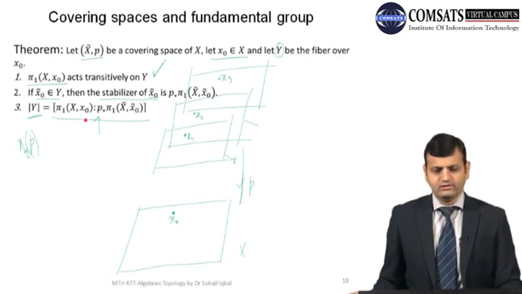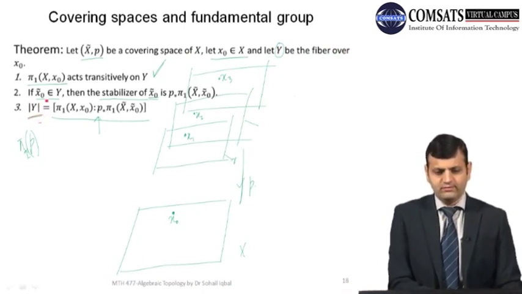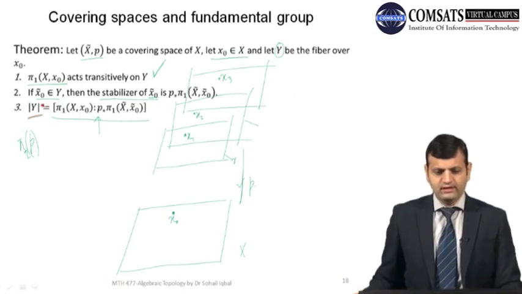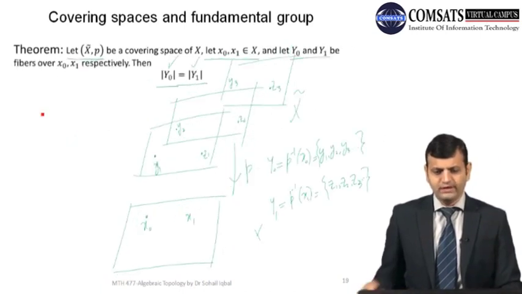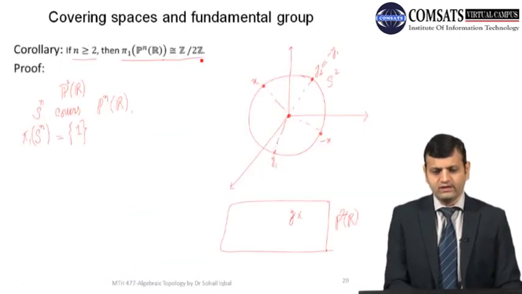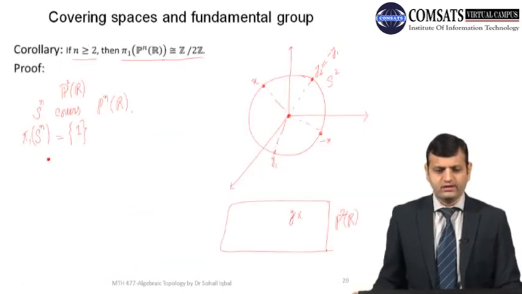Okay, now let's go back to our theorem. It says that the number of elements in the fiber of some element is equal to the number of left cosets of p lower star pi 1 of the covering space inside pi 1 of x. Okay, and what point or what fiber should we consider? The next theorem answers that: the number of elements in each and every fiber are equal.